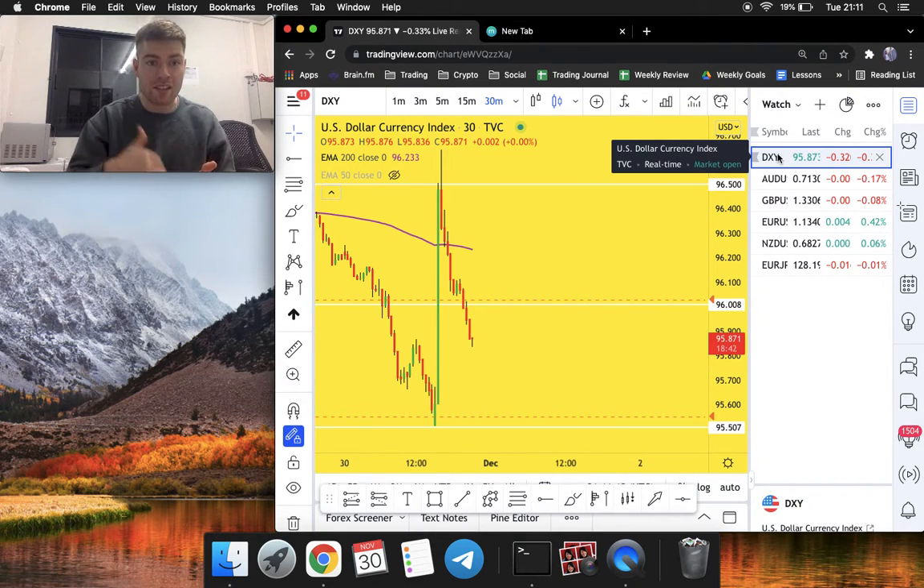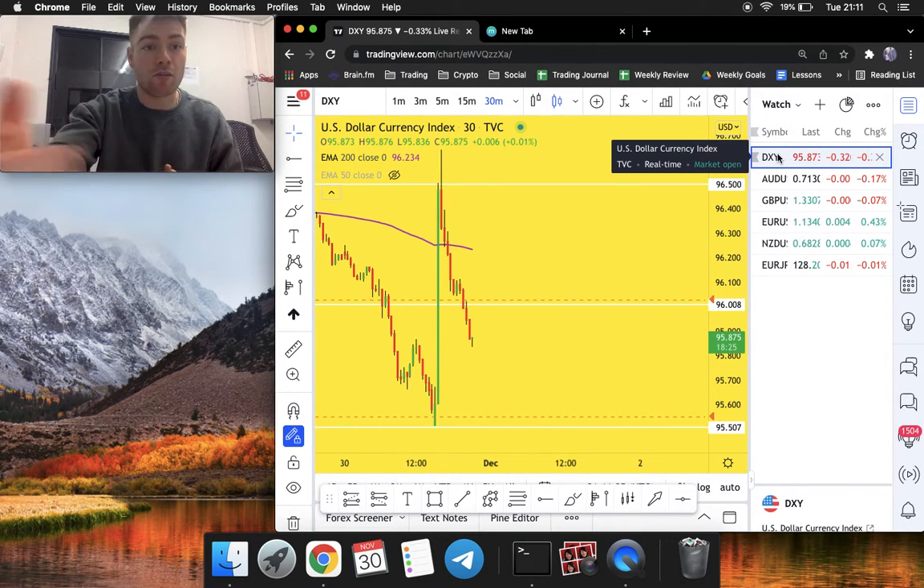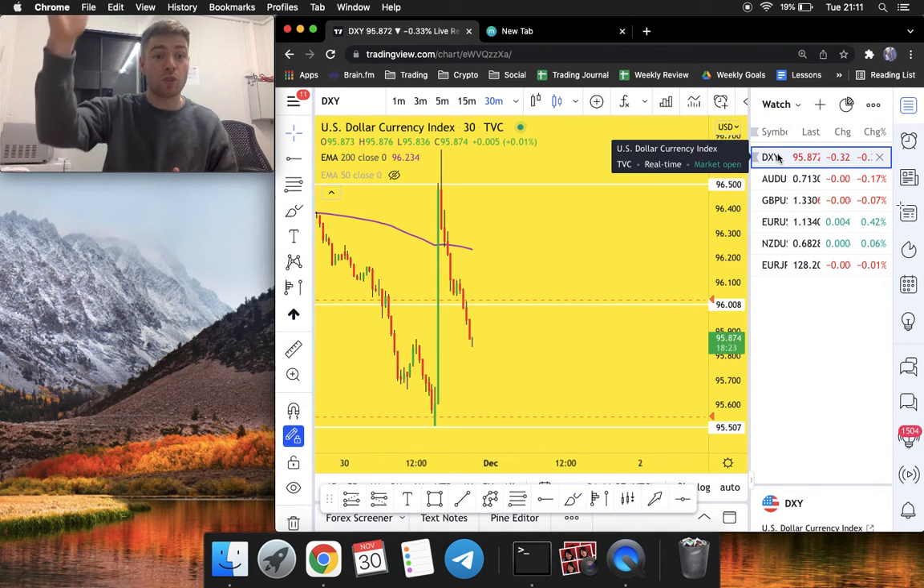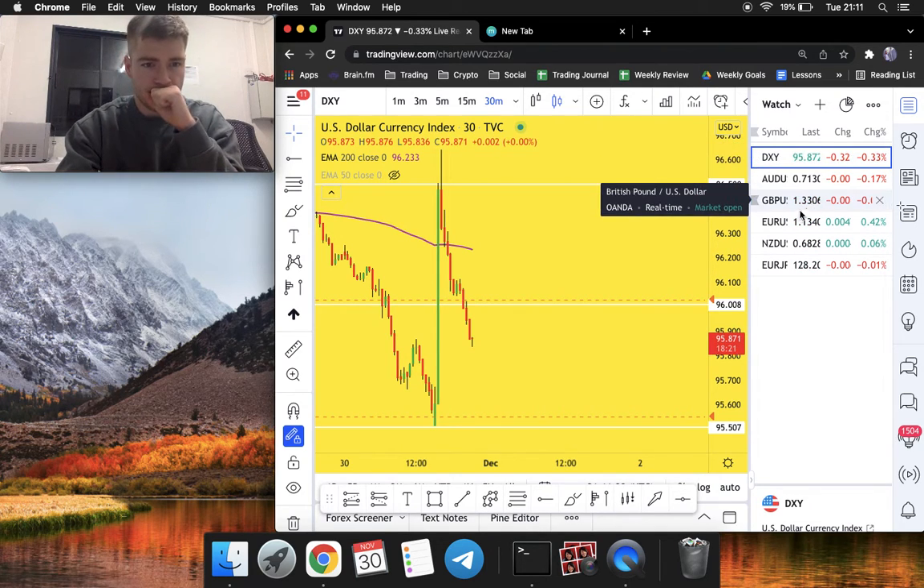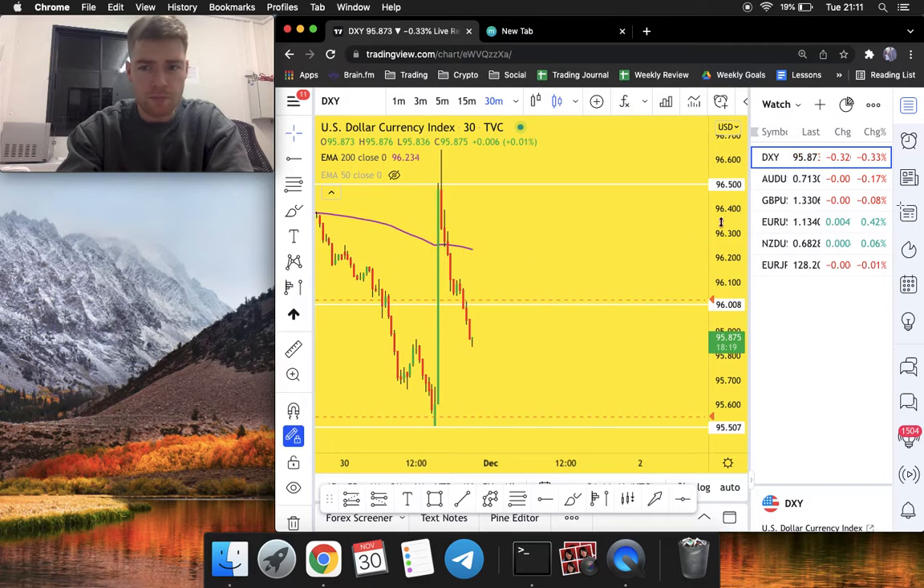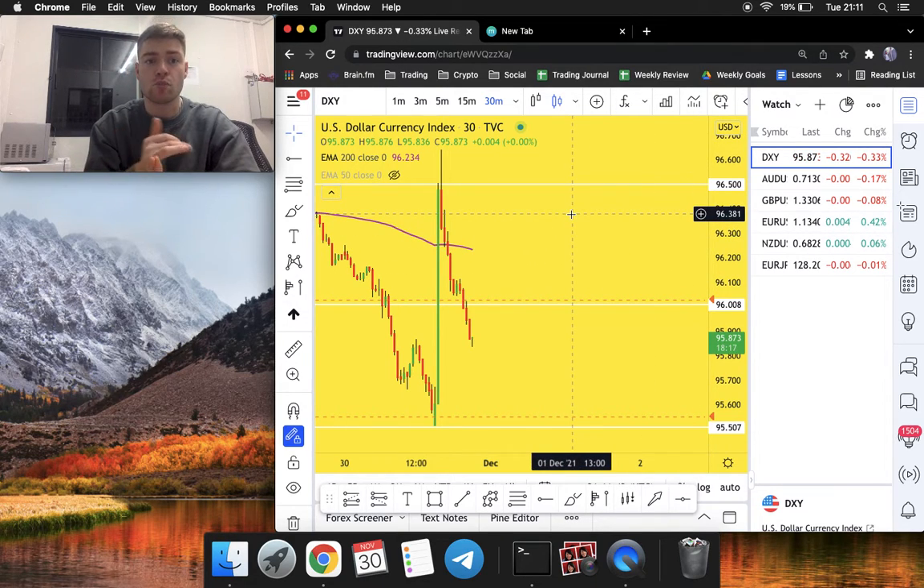So for example, as I said in my last video, if the DXY is bullish, then you will likely see these pairs here on your right hand side being bearish. If the DXY is bearish, meaning that it's going down, then you'll likely see these pairs on your right hand side being bullish, going to the upside. And this can fluctuate. Sometimes it can differ throughout the day.